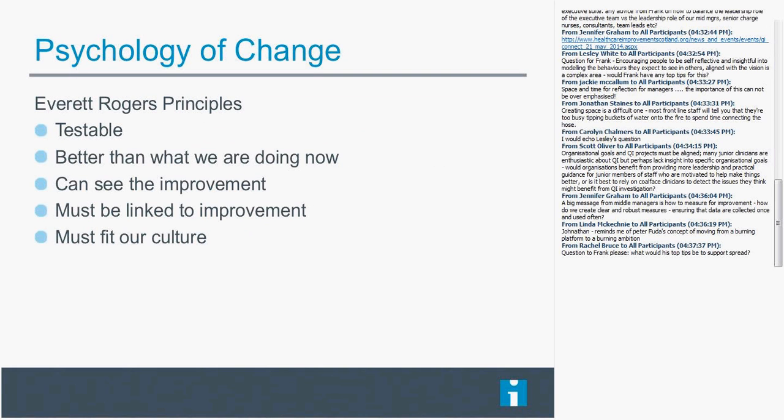Everett Rogers talks about the different aspects of change that are necessary, and I translated some of them, and I'm going to come back to them again in a few slides. In order for people to accept change, it needs to be testable. That is, people need to be able to test it for themselves. And I ask you within your own lives, look at something that you've done that's different. You might have chosen a new phone. You might have chosen a new type of food that you wanted to do.